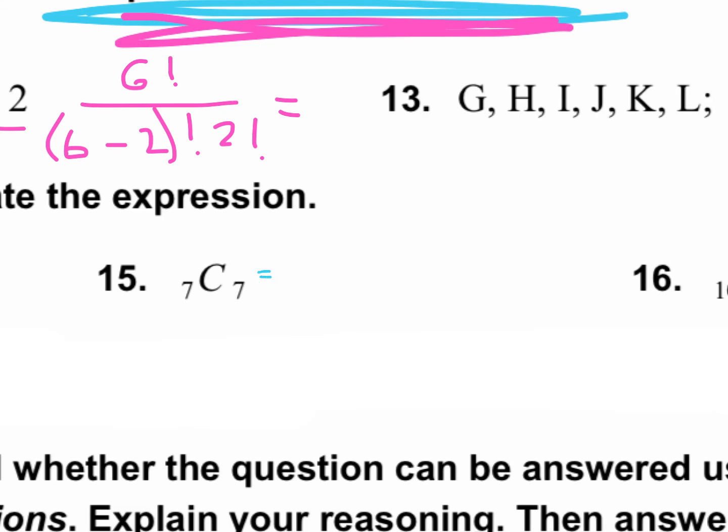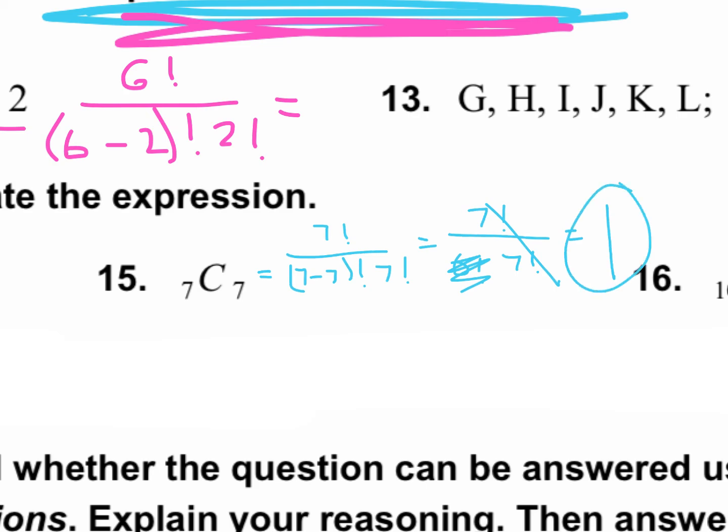So again, we're using our formula for combinations. We have 7 factorial over 7 minus 7 factorial times 7 factorial. So 7 minus 7 is 0. 0 factorial is 1, so we can just cancel that out because it's like 1 times 7 factorial. Then we're just left with 7 factorial over 7 factorial, which cancels out to be 1. So our answer for 15 is just 1.